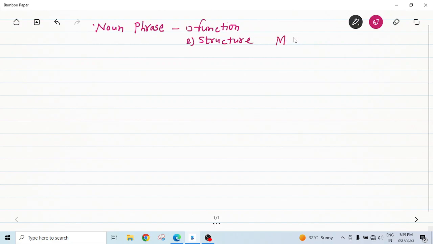M in curved brackets having an asterisk mark, in the middle H, again M with an asterisk mark and curved bracket. Then the whole structure is put in round brackets, because it is the structure of a phrase. This is called the pre-modifier. This is the head and this is the post modifier.